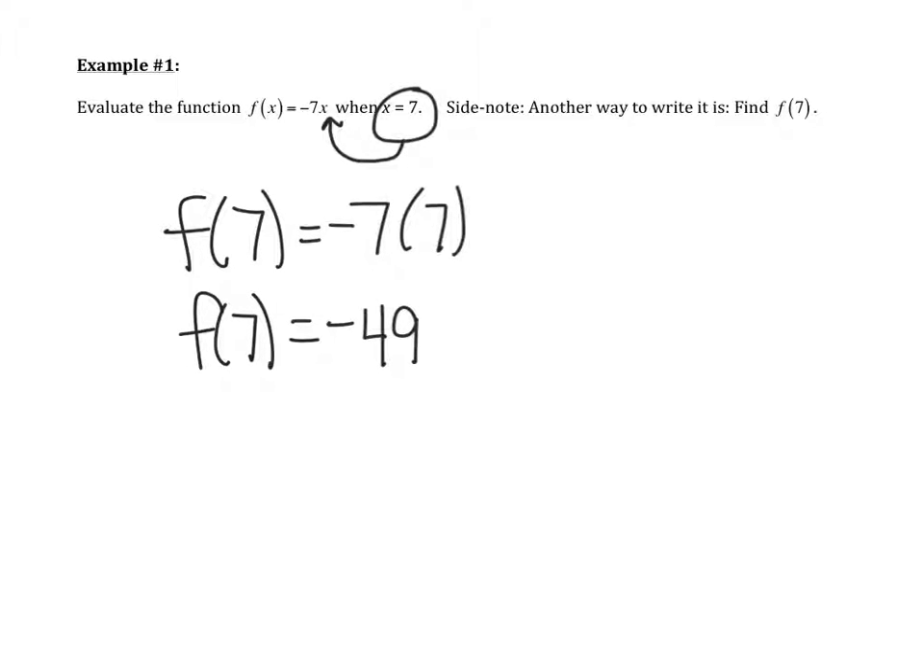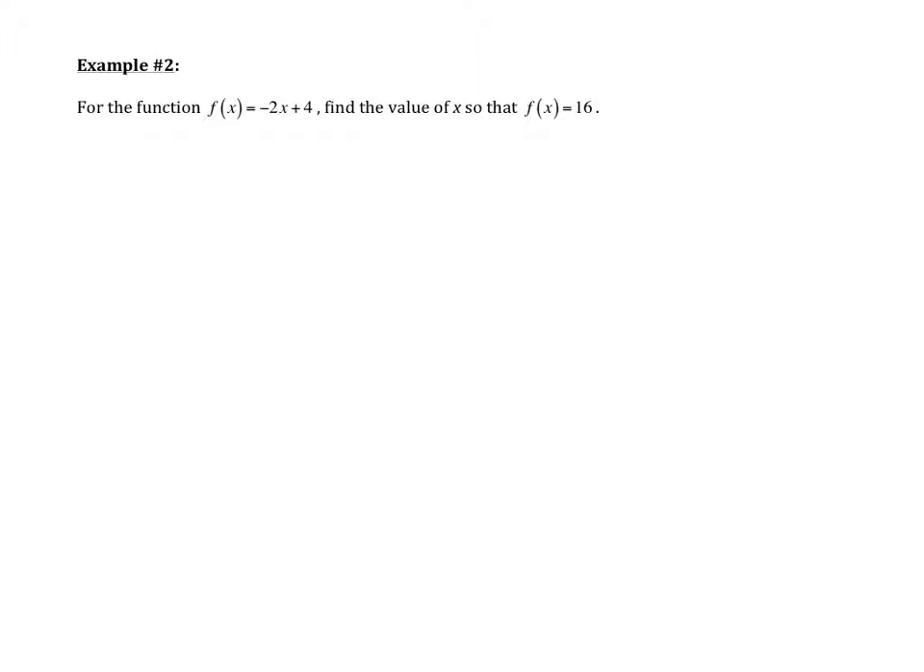The ordered pair that would go along with that would be 7 for the x value and negative 49 for the y value. Not that this problem asks you to do that, but just for clarification, that would be the ordered pair. If I were to graph that equation, I would have a point on the graph at 7, negative 49. Example number 2, for the function f of x equals negative 2x plus 4, find the value of x so that f of x equals 16.